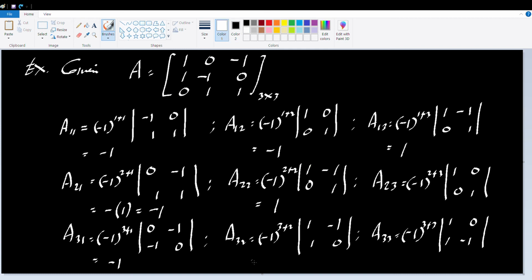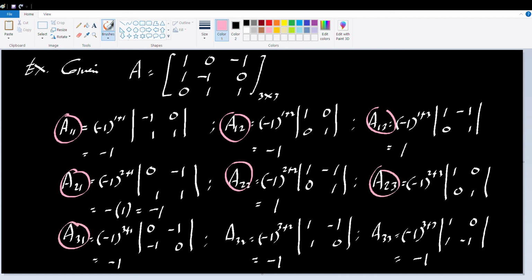So by the way, what is my A32? Negative 1 raised to 5 is negative. And then the determinant is 0 minus negative 1, so that is positive 1, times negative gives negative 1. Okay? And for A33, negative 1 raised to 6 is positive. Determinant is negative 1. Alright. So we now have all the cofactors: A11, A12, A13, A21, A22, A23, A31, A32, and A33.